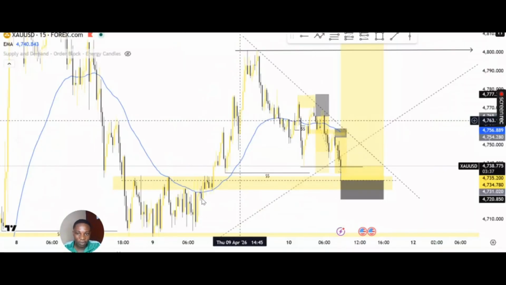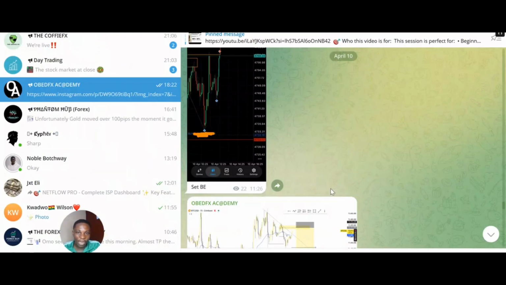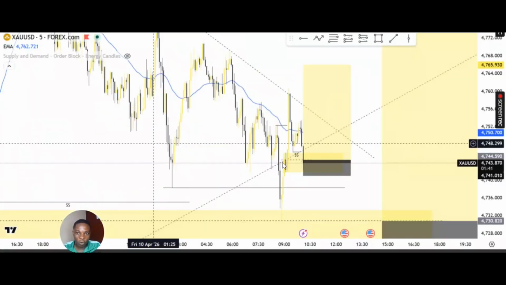As you can see, price tapped that zone and started rejecting to the upside. As simple as that, we're moving. We have several trades. We have the continuation trade.